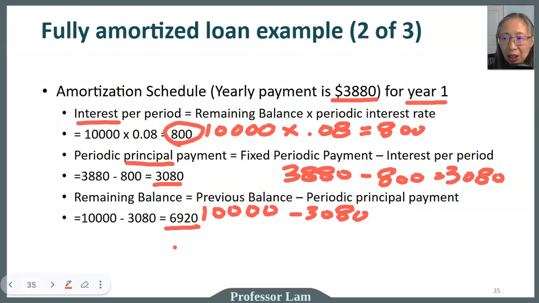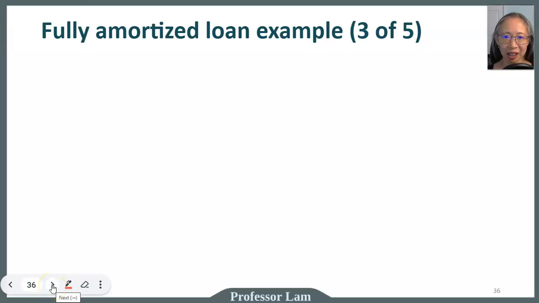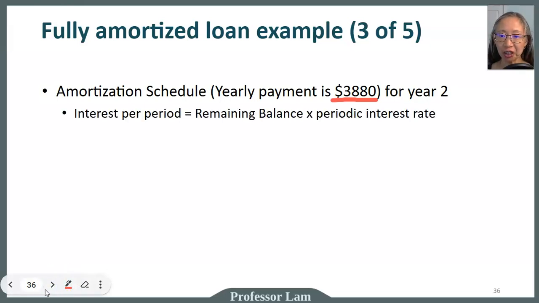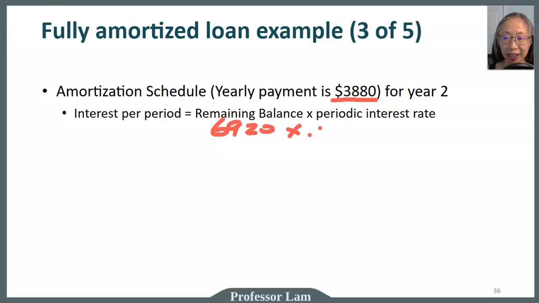We'll do this again for year 2. Now that we completed year 1, let's take a look at year 2. The payment is the same. This is a fixed rate mortgage, so that does not change. In year 2, we compute the interest per period. But now our balance is no longer $10,000 because we paid off some of it. Our new balance from year 1 carrying forward is $6,920. And our interest rate remains fixed at 8%.